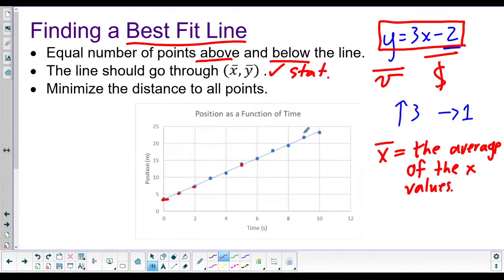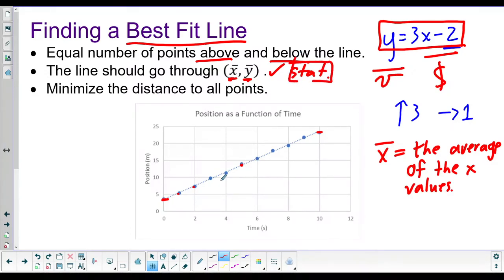Here's 4, here's, I don't know, 23. What's the average of that? Whatever that is right there. So if you average your X's, you'll get an X value. If you average your Y's, you'll get an average Y value. And if you make an ordered pair out of those 2 average numbers, your best fit line is guaranteed to go through it, and that's a rule of statistics.